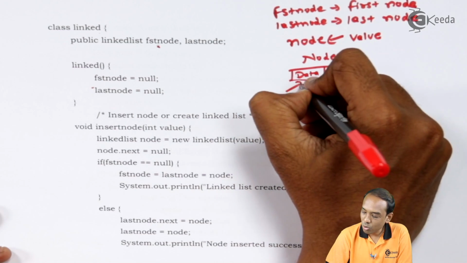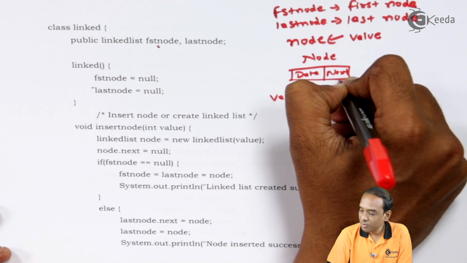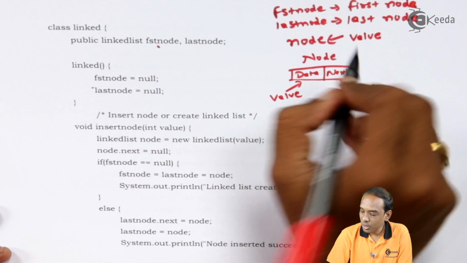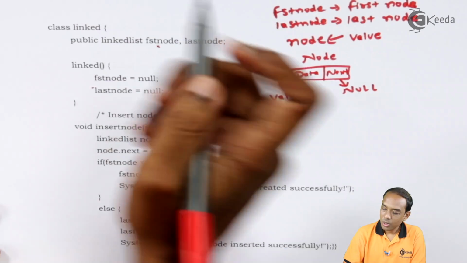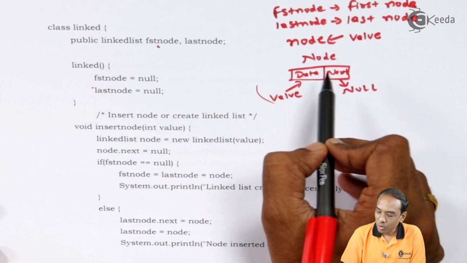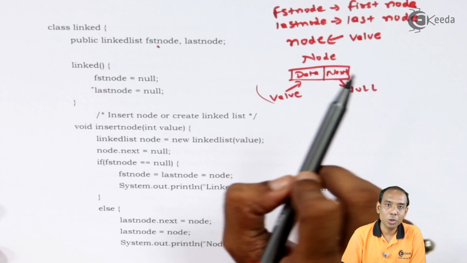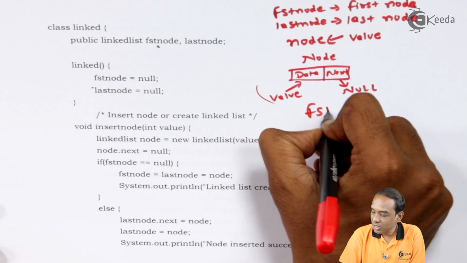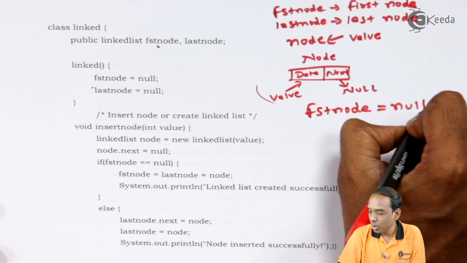Okay, now data is what? The value I passed on, and next, for the first node, will be equal to none. Okay, like this I have defined the nodes. So basically we have a node having value and next pointing to none. Okay, so I will check with the first node. First node I will check equal to none.